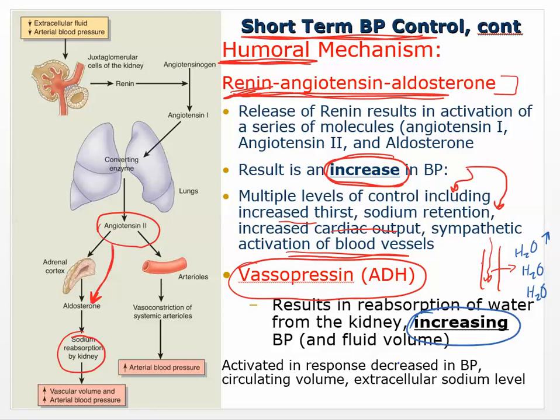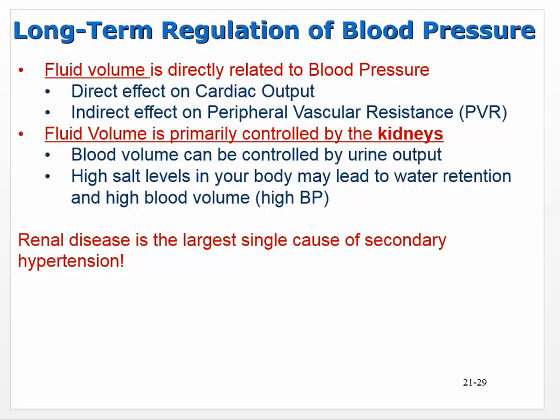And there are plenty of drugs that work on both of these mechanisms, specifically something like a diuretic, but they will work on both of these mechanisms to block them, which would lead to a decrease in blood pressure. Okay, so they're both activated in response to lower blood pressure, circulating volume, extracellular sodium level. Okay, so they're activated or triggered in response to low blood pressure, something associated with that.